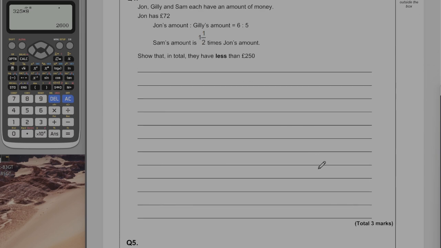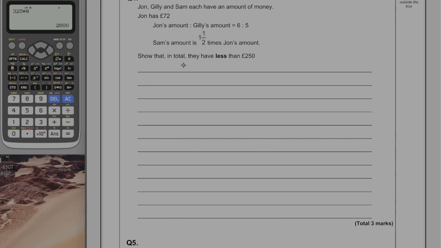Right, question 5. John, Gilly, and Sam each have an amount of money. John has £72. John's amount to Gilly's amount is 6 to 5. Sam has 1.5 times John's amount. Show that in total they have less than £250. Okay, so to help me structure this, I'm going to use a ratio table. So we know that John has £72. We know that John to Gilly's amount is 6 to 5. And we know that Sam has 1.5 times John's amount.